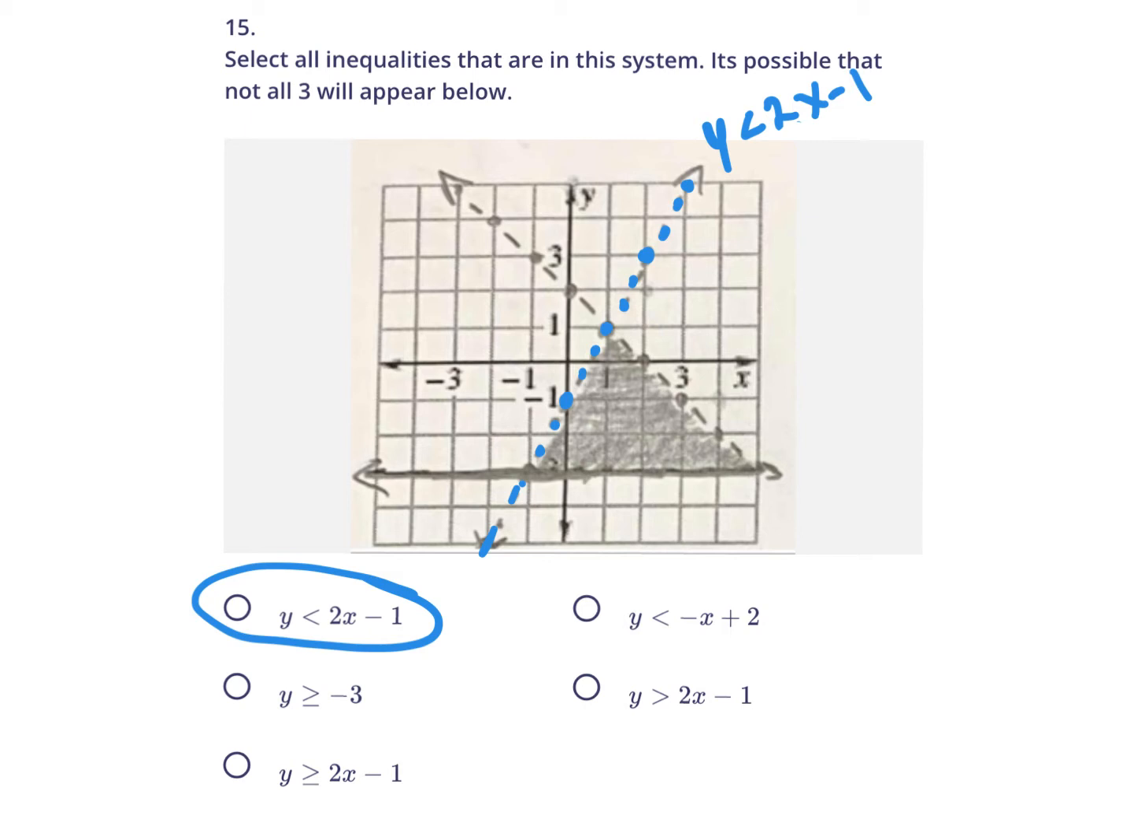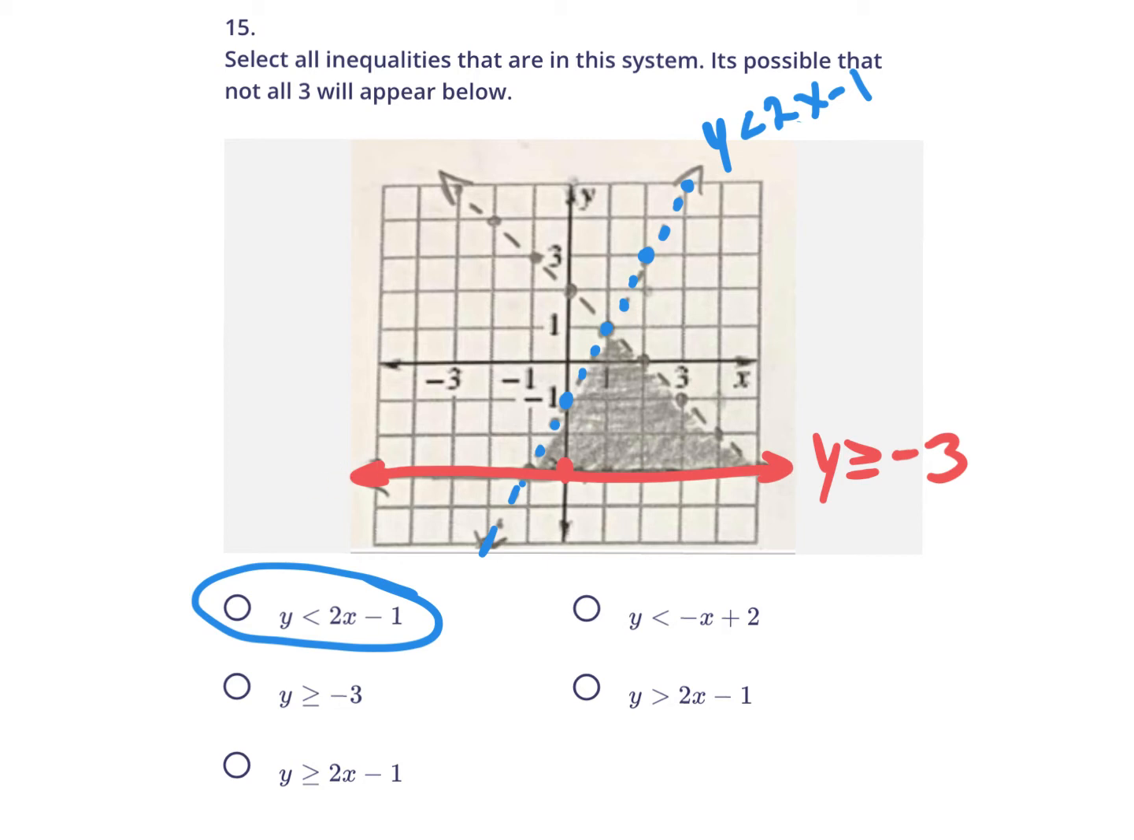Let's look at another one. This one right here is a solid line, and it's a horizontal line crossing the y-axis at -3, so that must be y is equal to -3 for the line, but we are shading and the shade is above. That shaded triangle is above, which means greater than. Now it is an or equal to because this red line is solid.